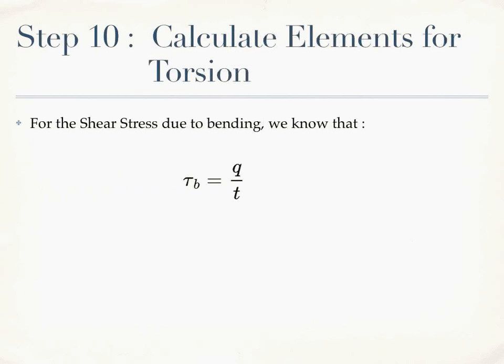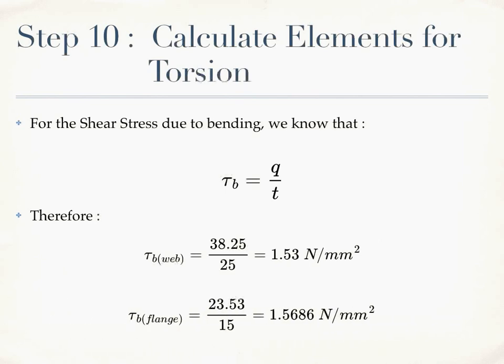We can now go on to look at shear stress due to bending. We know that this is found by dividing shear flow by the thickness, and we can simply sub in our earlier obtained values for Q and T to obtain these values here. Again, this is done separately for the web and the flange.